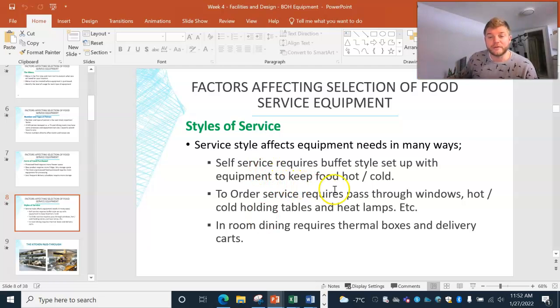You might have order service, which requires pass-through windows or hot or cold holding tables and heat lamps. You also may require in-room dining, so thermal boxes and delivery carts. So to ensure that my kitchen on the first floor can make it to a different wing on a fourth floor and still serve dinner to a resident that's nice and hot.